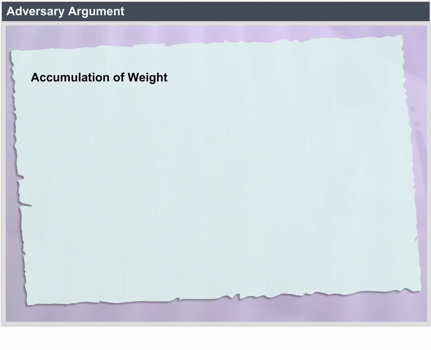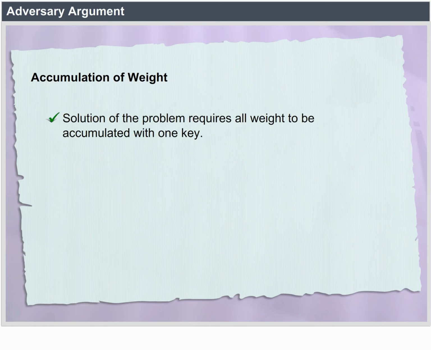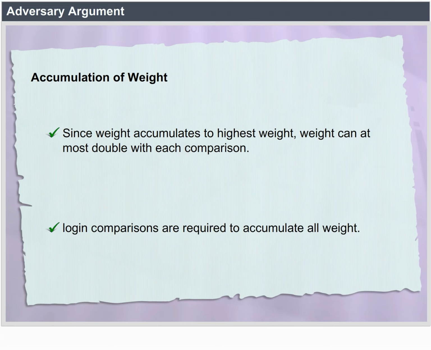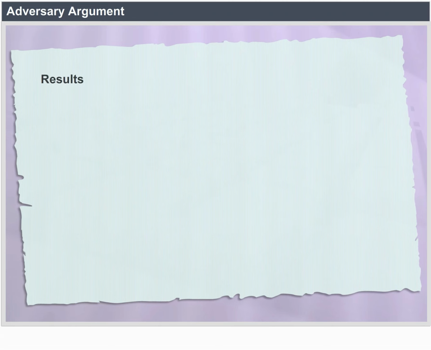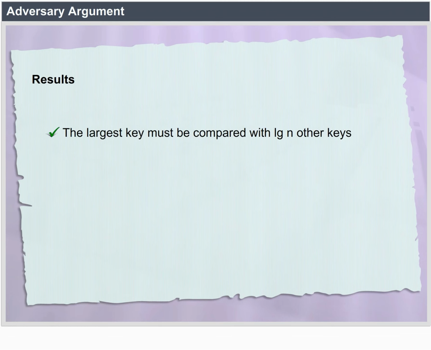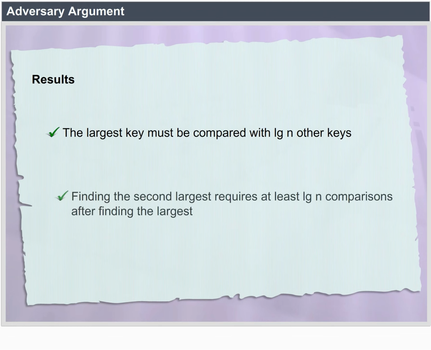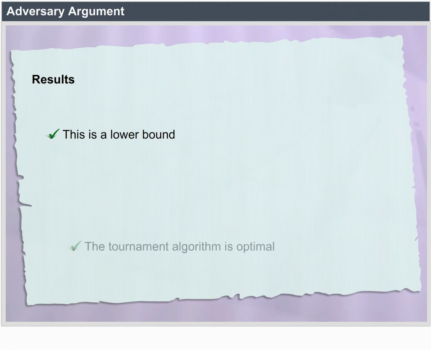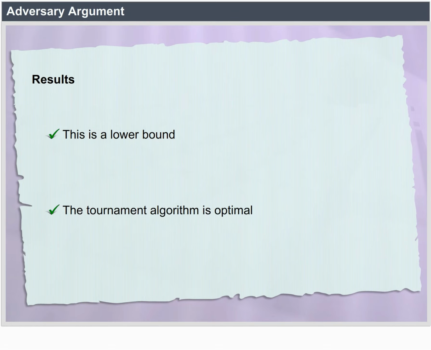Accumulation of weight. Solution of the problem requires all weight to be accumulated with one key. All other keys must have weight 0. Since weight accumulates to the highest weight, weight can at most double with each comparison. Log n comparisons are required to accumulate all weight. Results: the largest key must be compared with log n other keys. Finding the second largest requires at least log n comparisons after finding the largest. This is a lower bound. The tournament algorithm is optimal.